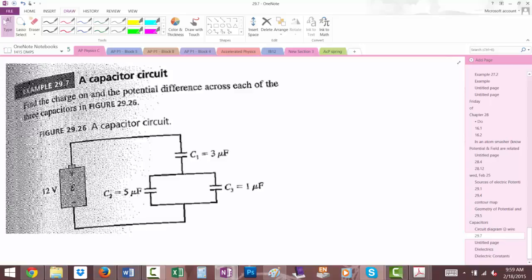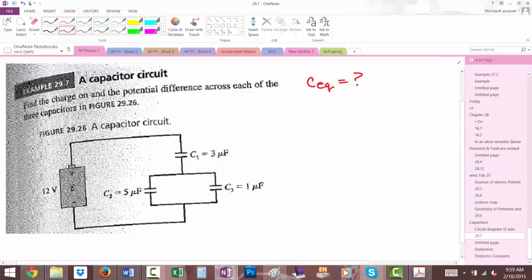So let's take a look at what's going on here. You've got your battery over here. Remember I told you they didn't actually draw batteries the right way yet. It's 12 volts. This is not too hard. This is example 29.7 in your book. I want you to find first the equivalent capacitance.